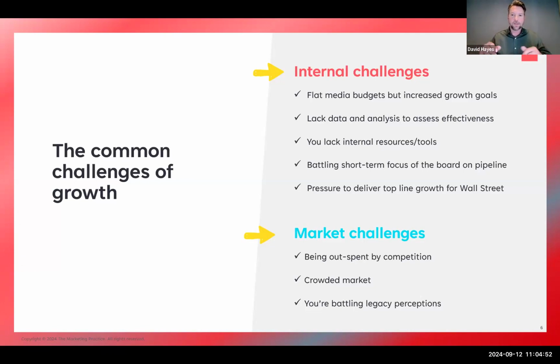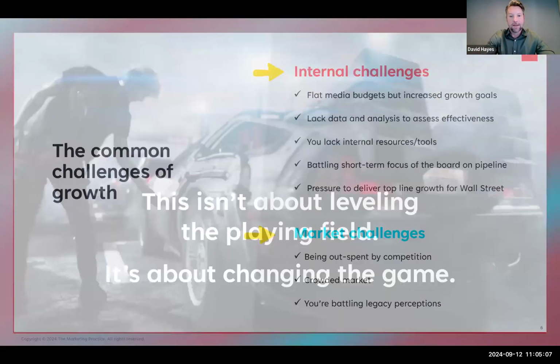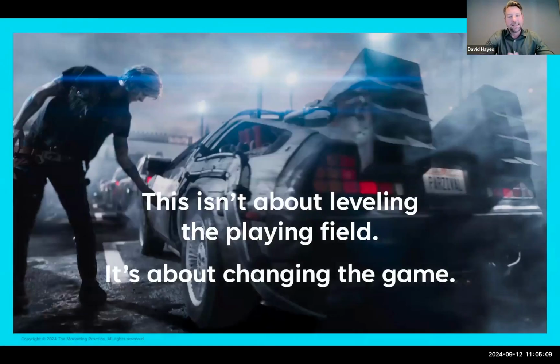So all of these factors make marketing difficult. And as we all know, being a marketer in B2B is hard enough as it is. But if you're a leader in one of these upper mid-market organizations, the challenges become incredibly difficult on top of that. So we talk about it in this sense of it isn't really about leveling the playing field. It's about changing the game that you're playing.